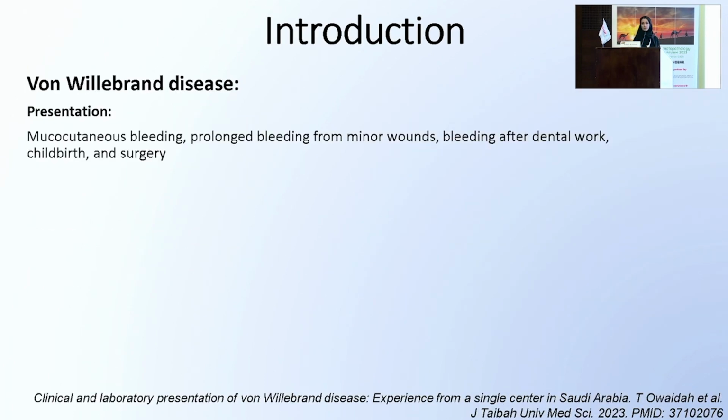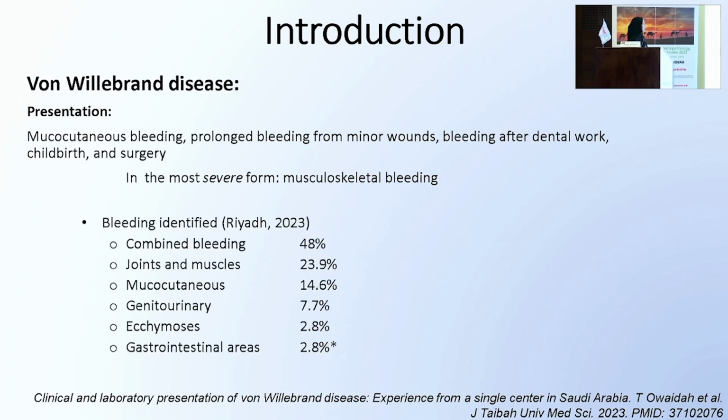So patients usually present with mucocutaneous bleeding, as in extensive bruises, epistaxis, gum bleeds, and menorrhagia. They also can present with prolonged bleeding from minor wounds, bleeding after dental work, childbirth, and surgery. And in the most severe form, we get musculoskeletal bleeding, especially when factor VIII is really severely affected. This is another local study that looked at bleeding patterns in patients with von Willebrand disease that showed the most common bleeding pattern was combined bleeding followed by joint and muscle bleeding, suggesting a more severe form of the disease.